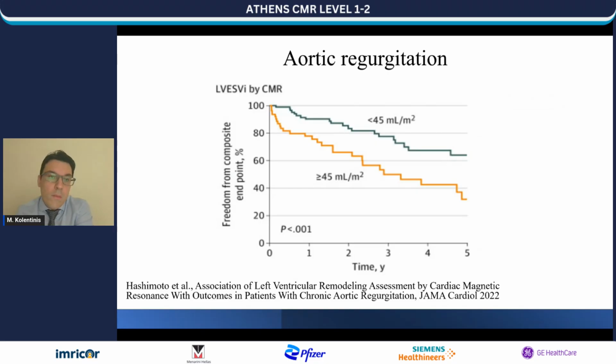Also, left ventricular end-systolic volume indexed, as measured by CMR, is integrated, especially for aortic regurgitation. We showed it in the recent guidelines. End-systolic volume also is a parameter that we should use, and it's 45 mL per square meter.